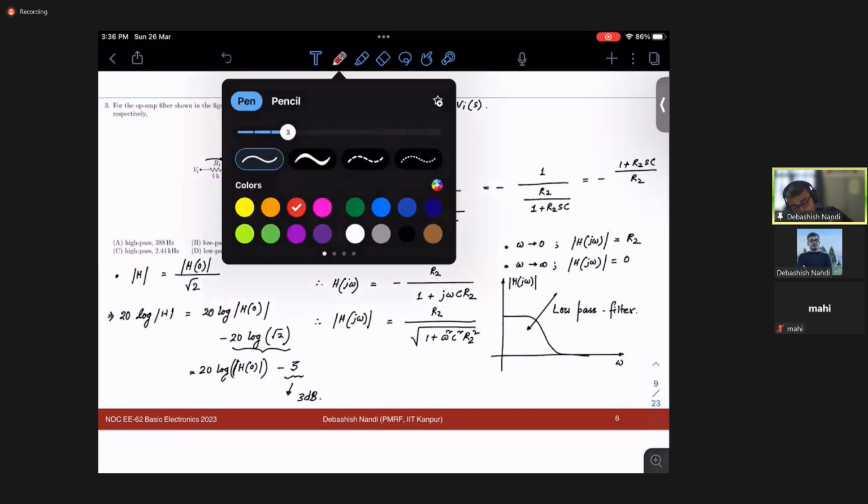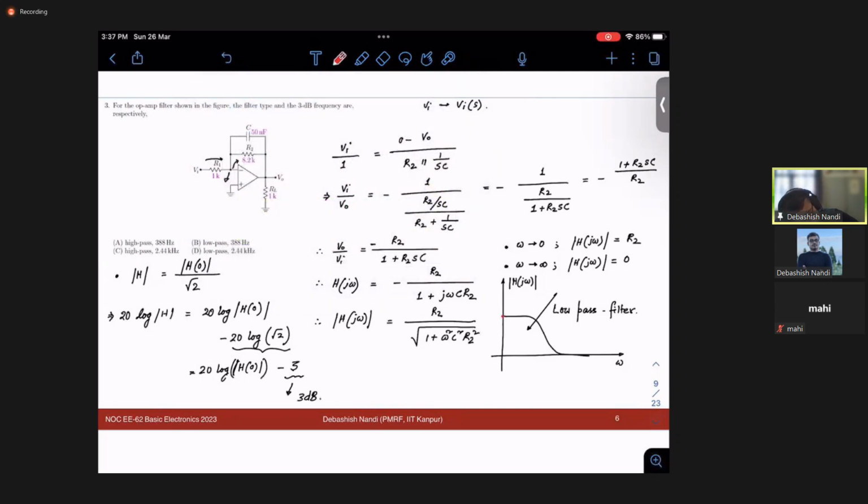So your 3 dB frequency will be where, when omega is 0, this entire denominator will be 1, so mod of H of omega will be R2, right? This is R2. So the frequency, this is omega 3 dB, and at this point my amplitude will be R2 by root 2, right?